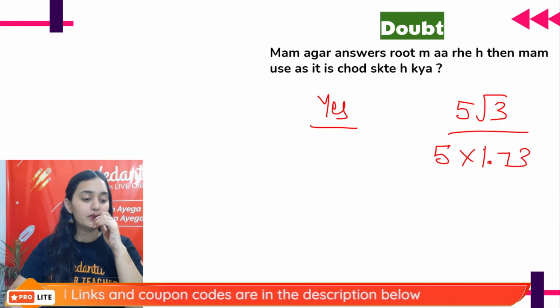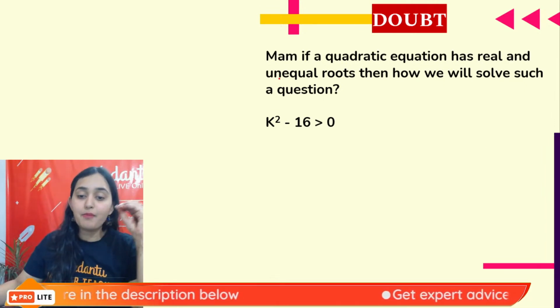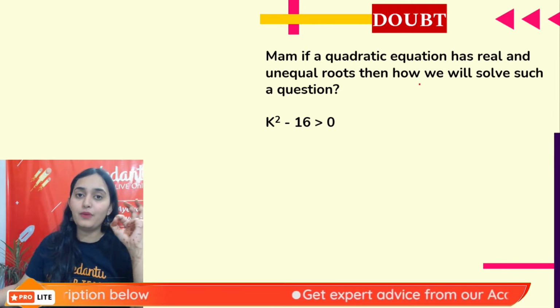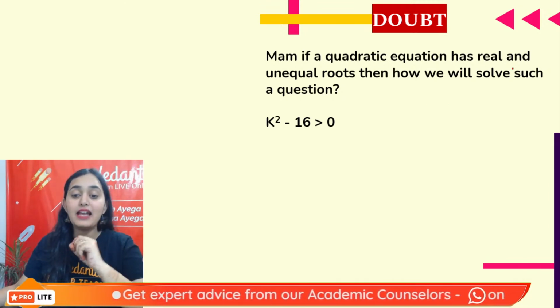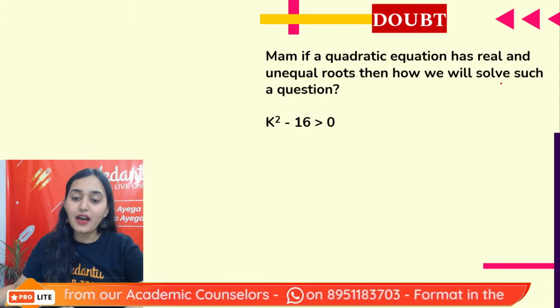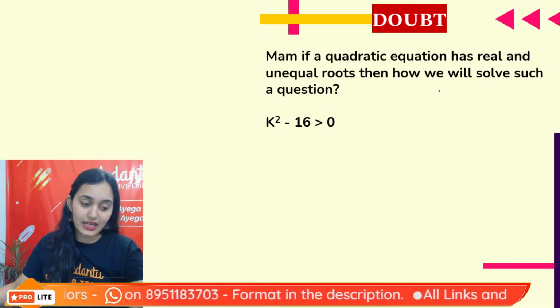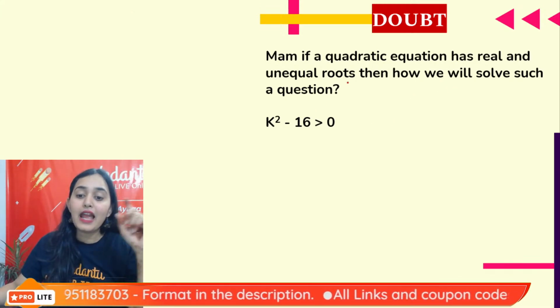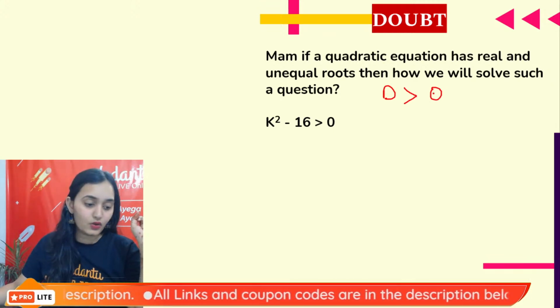Okay, Arulvel, don't spam, let me clear the doubts of the students first. Okay, now this is a very important point, everybody listen very, very carefully. If a quadratic equation has real and unequal roots, then how are we going to solve such a question? Very good question. Okay. Real and unequal means discriminant is greater than 0.